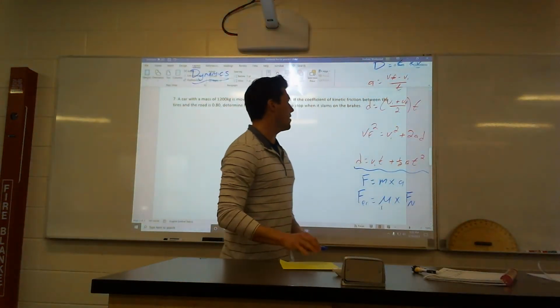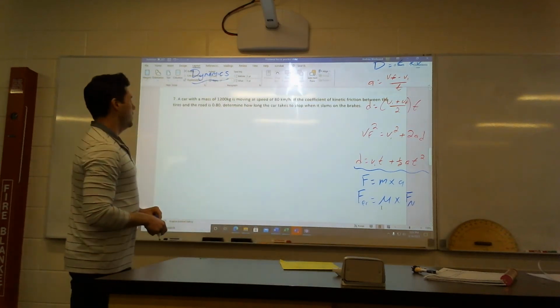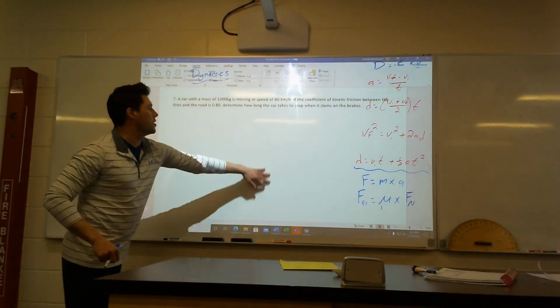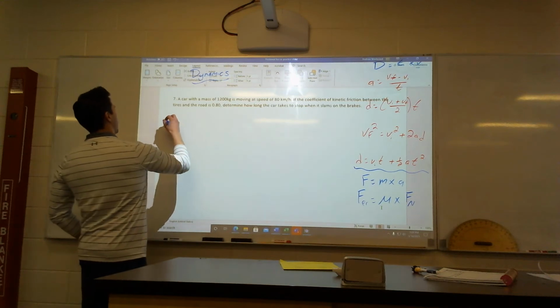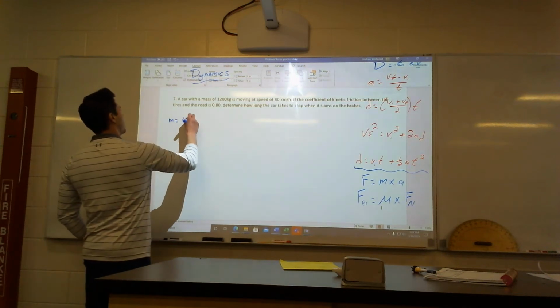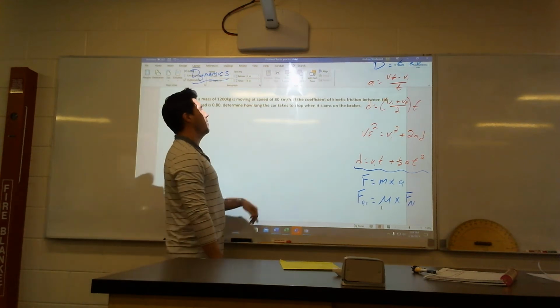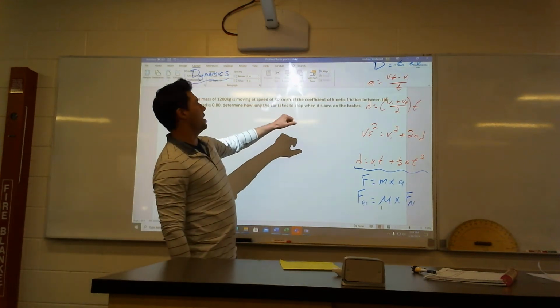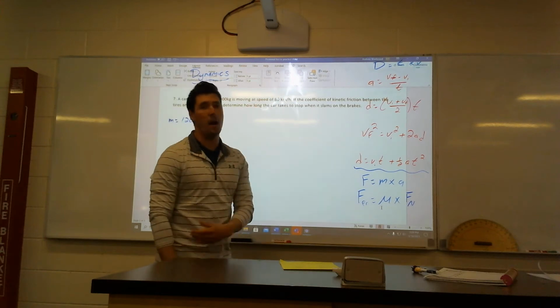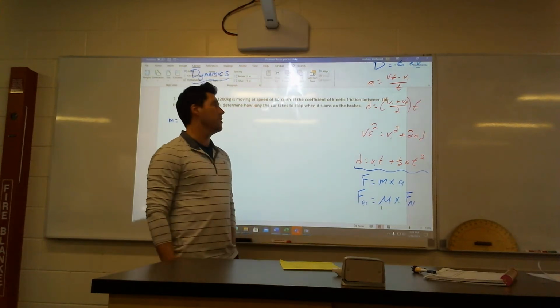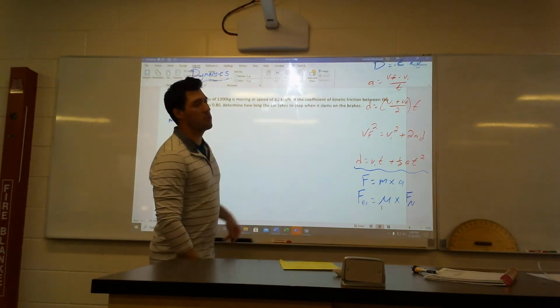Okay, question 7 here. Let's write down all my variables as we go. It says a car with a mass of 1,200 kilograms is moving at a speed of 80 kilometers per hour. Now, unless we're trying to figure out the time in hours, which we're probably not doing, I like to change this to meters per second right away.